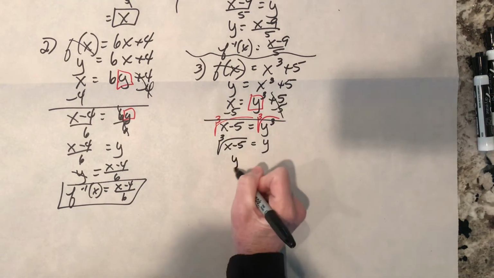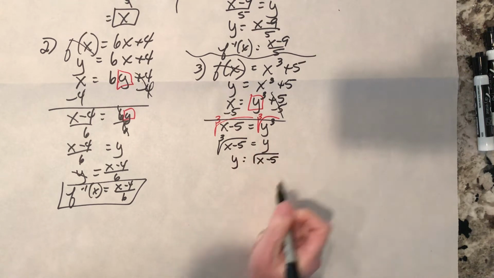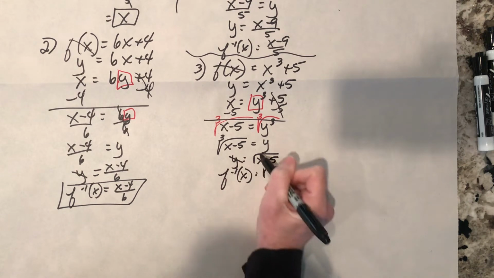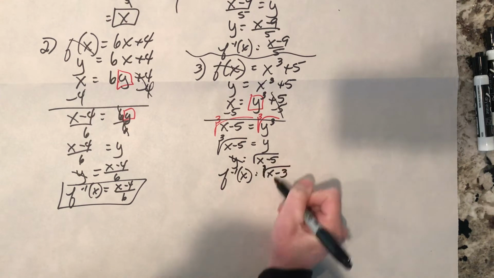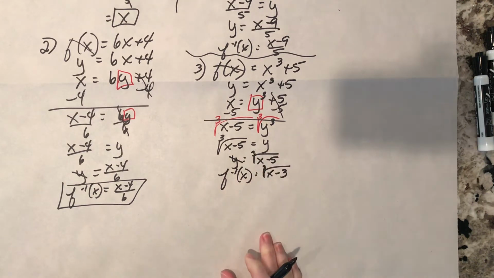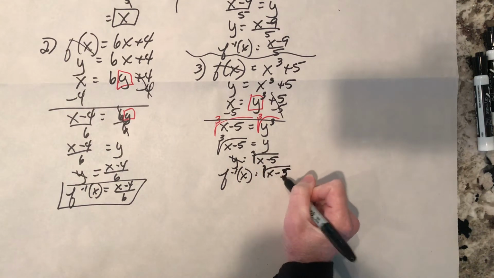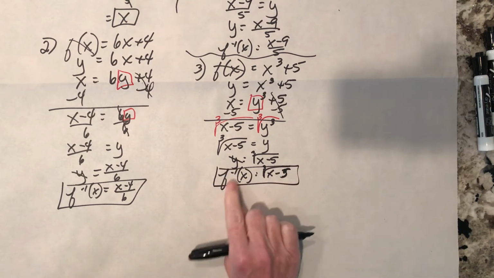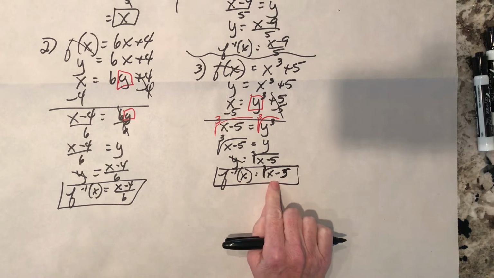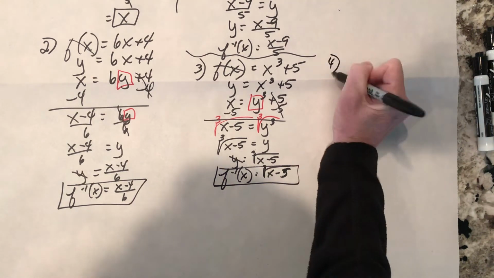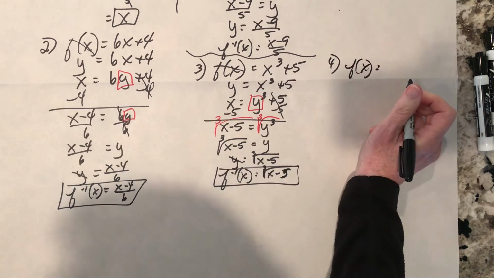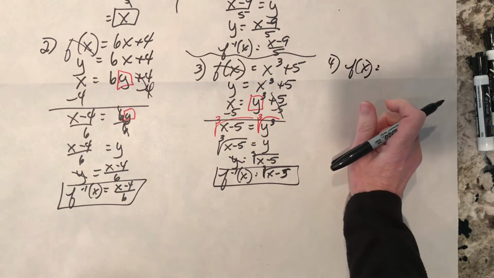Make these guys change places. And then rename this to indicate that is the cube root, put a 3 there, that is the cube root of x minus 5. So this is the answer. The inverse of x is the cube root of x minus 5. Let's go ahead and tackle number 4. F of x equals x plus 1 to the 3rd power.